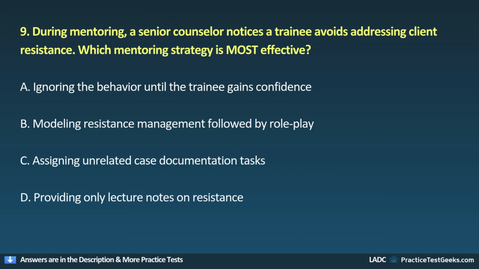9. During mentoring, a senior counselor notices a trainee avoids addressing client resistance. Which mentoring strategy is most effective? A. Ignoring the behavior until the trainee gains confidence. B. Modeling resistance management, followed by role play. C. Assigning unrelated case documentation tasks. D. Providing only lecture notes on resistance.